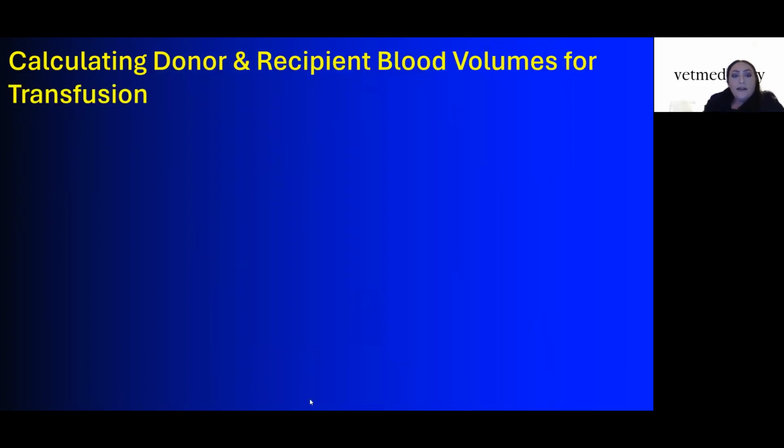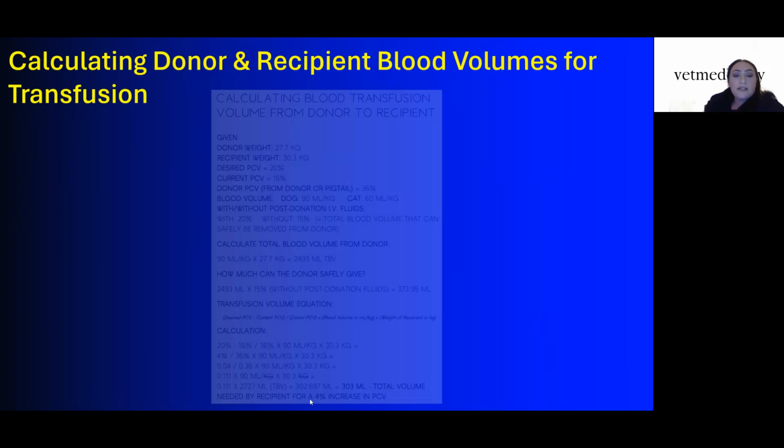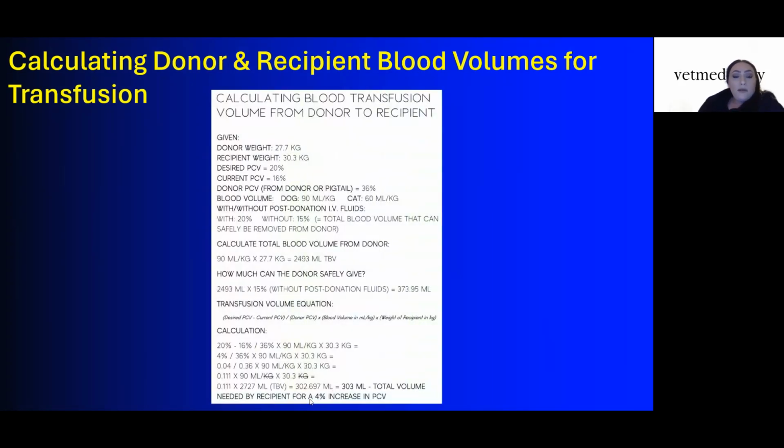All right, so calculating donor and recipient blood volumes for transfusion. We want to go ahead and state our givens first, or our knowns. So our donor weight is 27.7 kilograms. Our recipient weight is 30.3 kilograms. The desired PCV is 20%. The current PCV is 16% in the recipient patient. The donor PCV, from the donor or a pigtail from a bag, is 36%.